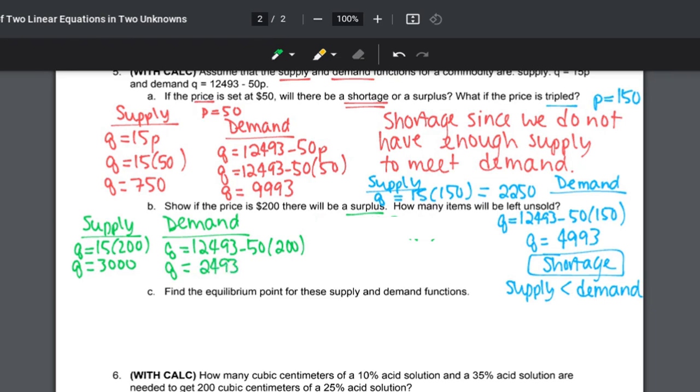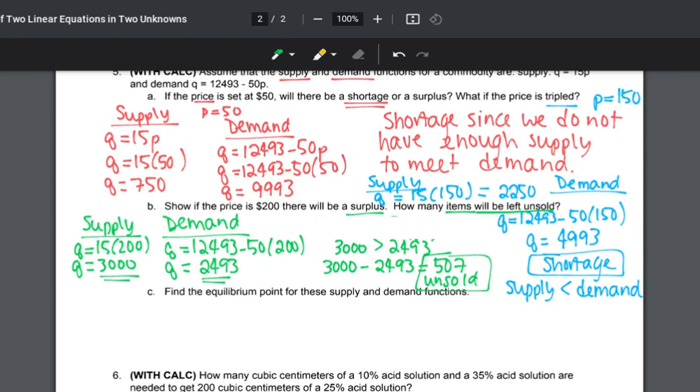And it says, show that if the price is 200, there will be a surplus. And we know there's a surplus because the supply is larger than the demand. So if we do 3,000 minus 2,493, we get 507 extra or unsold items.